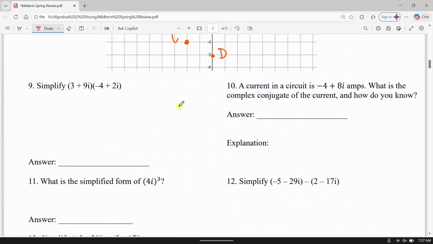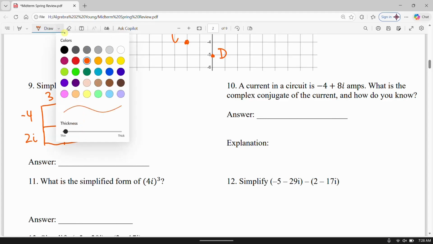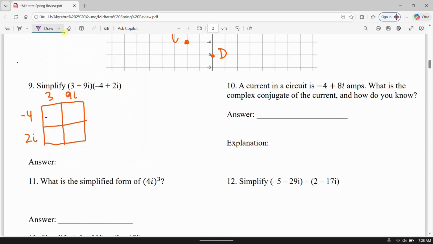All right, to simplify this, you need to multiply it. You can use the box method. So you're going to put the number 3 and 9i, and then you're going to put negative 4 and 2i. They use different colors, so you can see that's negative 12, negative 36i. It's going to give you 6i. That's going to give us 18i squared.